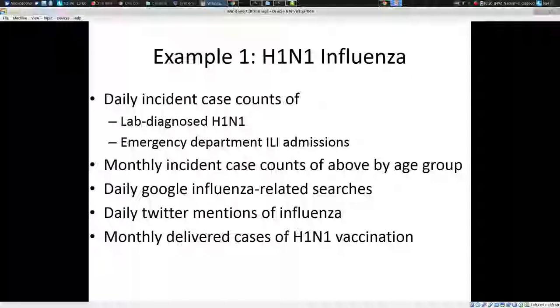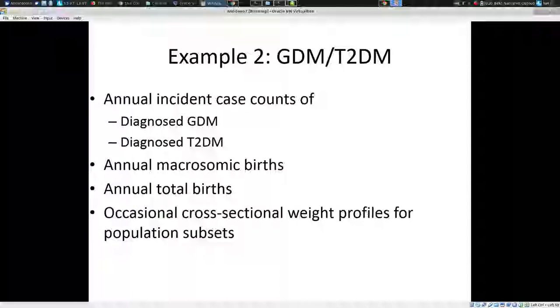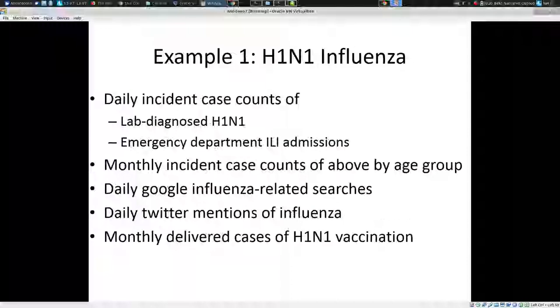Perhaps we have incident case counts of those by age group, but maybe we also have some of the types of data we saw yesterday afternoon: influenza-related searches, people searching out of interest for vaccination or for symptomology. Maybe we have Twitter mentions of influenza cases, something we'll hear more about on Friday. And perhaps we have data related to vaccinations delivered.